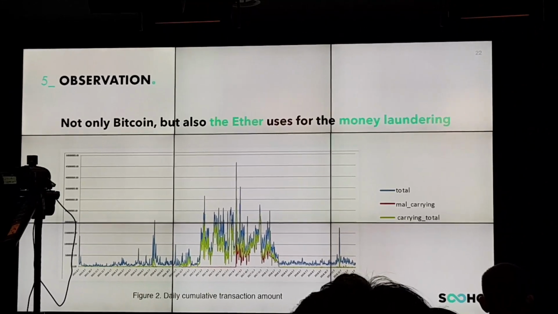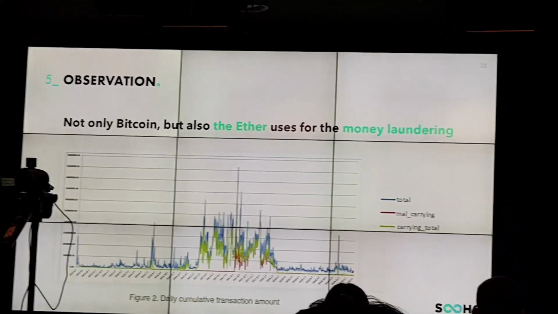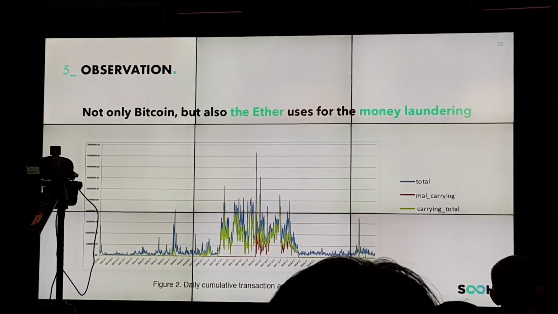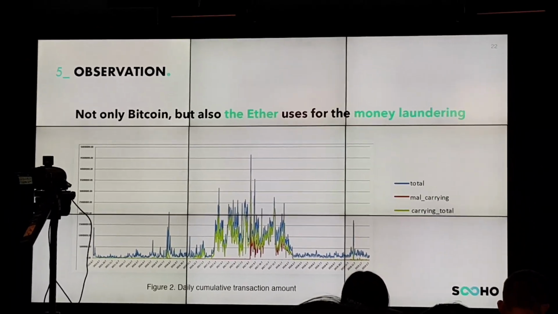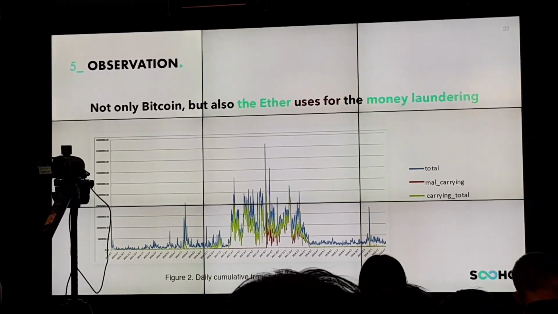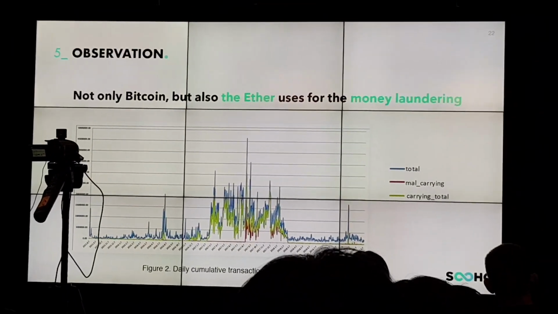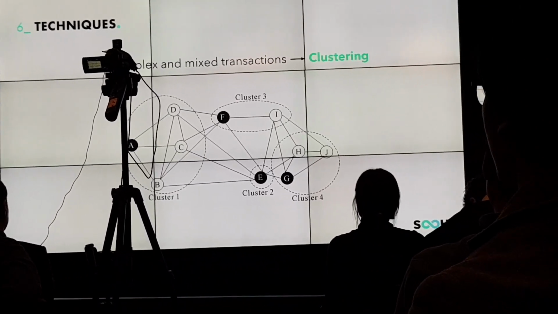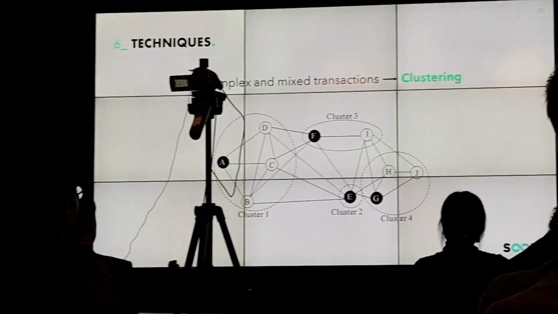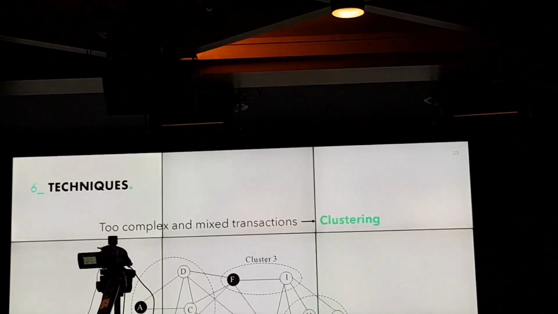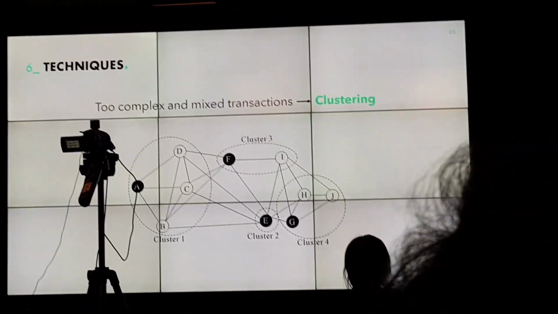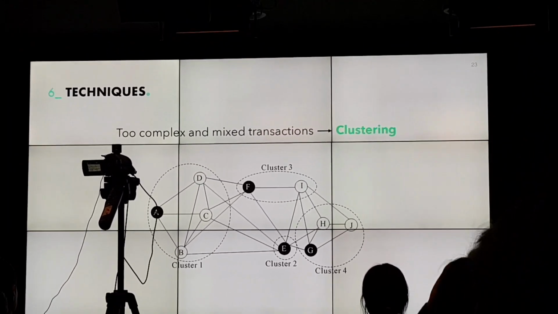In the case of Bitcoin, there is a lot of existing research, but it can't be applied to Ethereum as is. So we applied various technologies to monitor and detect money laundering flows in Ethereum. The first technology is clustering. Tracking the flow of money laundering in Ethereum is difficult because there are complex and mixed transactions. So by clustering, we can easily understand the relationships between accounts.